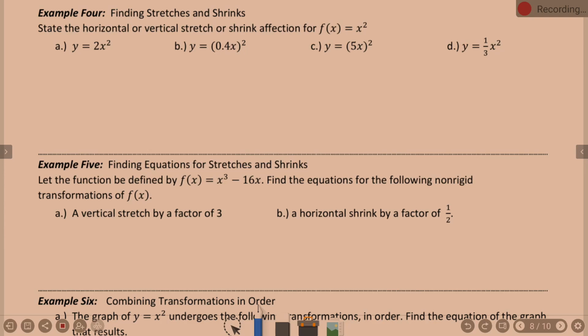So you're being asked to state the horizontal or vertical stretch or shrink based on your parent function being x squared. So f of x equals x squared. As we look at A, y equals 2x squared, what are you thinking? Vertical stretch. Yes? No? So how do you determine if this is vertical versus horizontal?